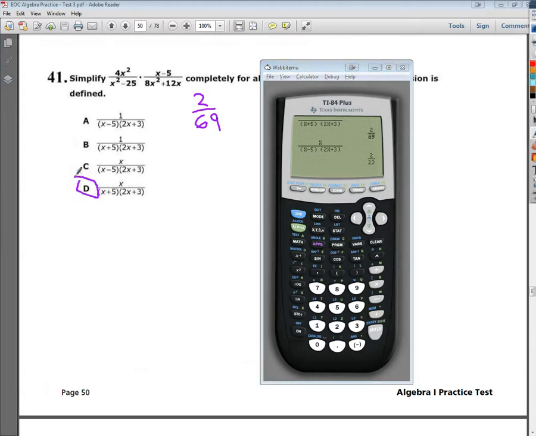Not a lot of integrity in that method, but if it's test day and you got to do what you got to do, there it is for you. So good luck.